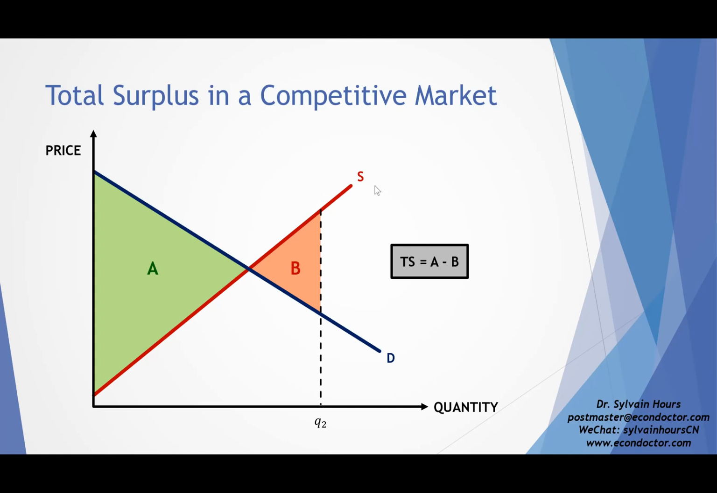And you can do the same thing for businesses. You can start by stating that the supply curve shows the marginal cost of production. Again, why is this the case? Because firms, sellers, they will supply the product as long as the price that they receive, the market price, is higher than their marginal cost of production.